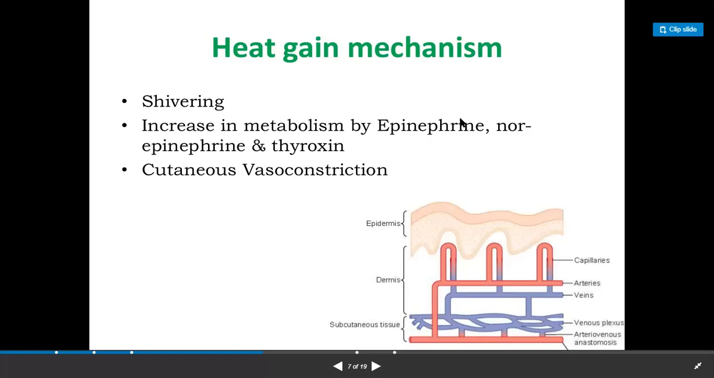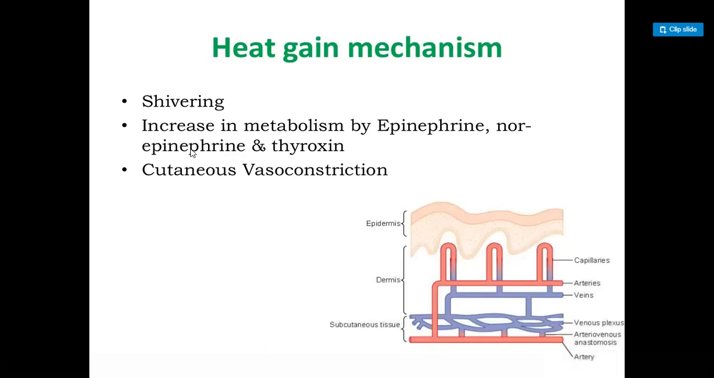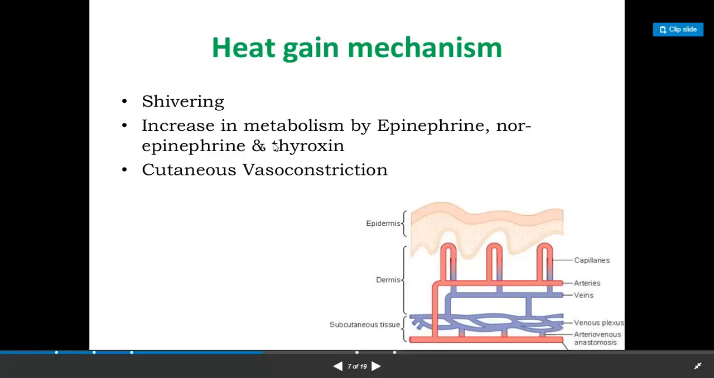Epinephrine is also called adrenaline. Norepinephrine is called noradrenaline. That's another name for it. So these hormones increase your metabolic processes to generate heat. And anytime your metabolic processes increase, heat is generated. So to gain heat, your body shivers, and your body initiates the release of epinephrine, norepinephrine, and thyroxine. And then these hormones, especially epinephrine, cause vasoconstriction.